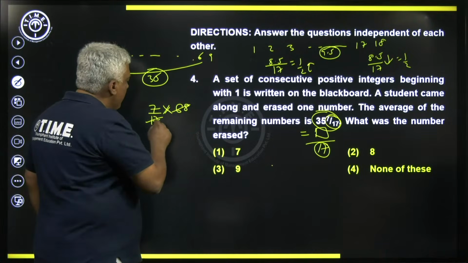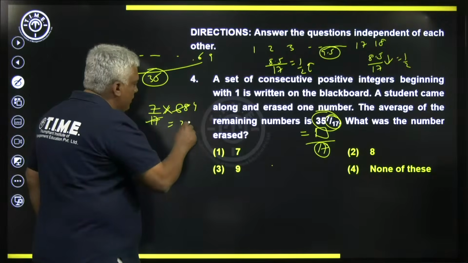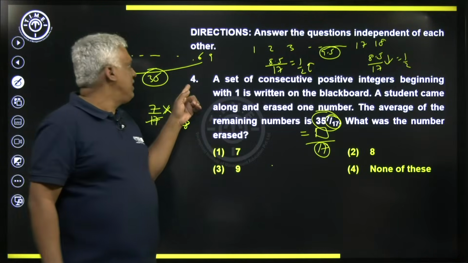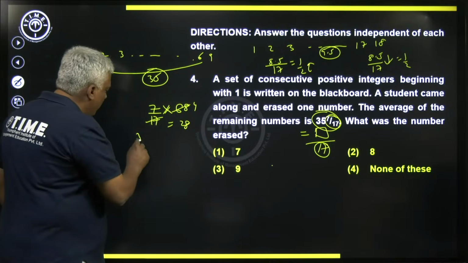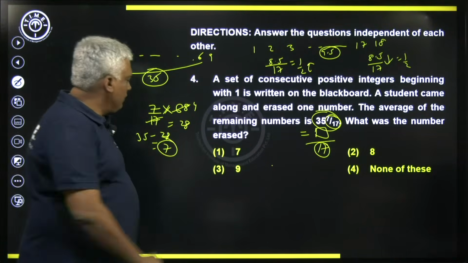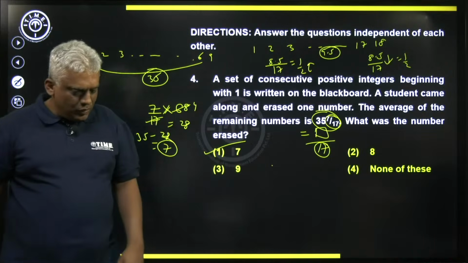That means 17 times 4 is 68, so 7 times 4 gives 28. That means the number which is removed is 28 less than 35. So 35 minus 28, the number erased is 7, right? So the answer is 7 for this. That is option 1.